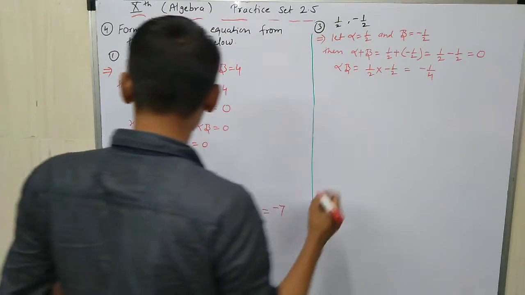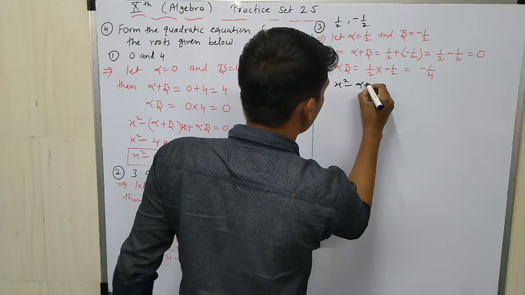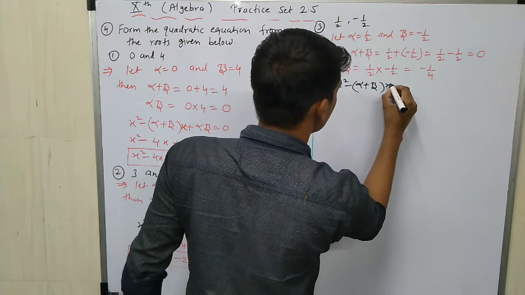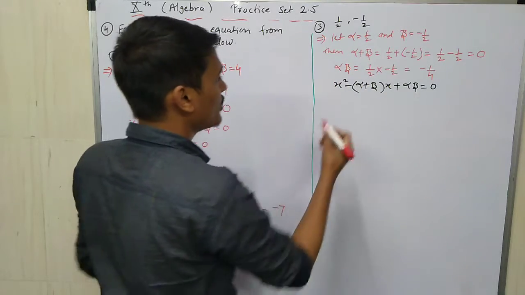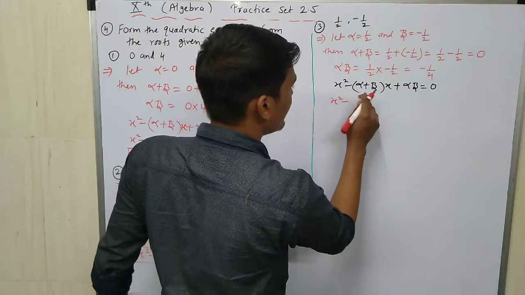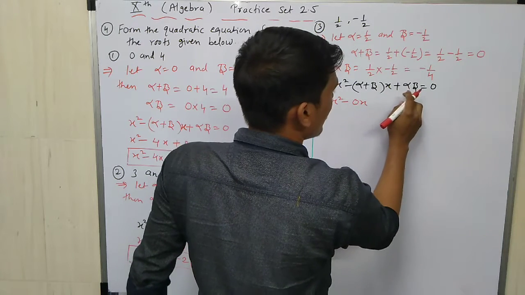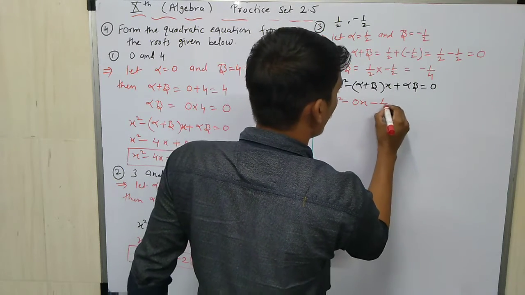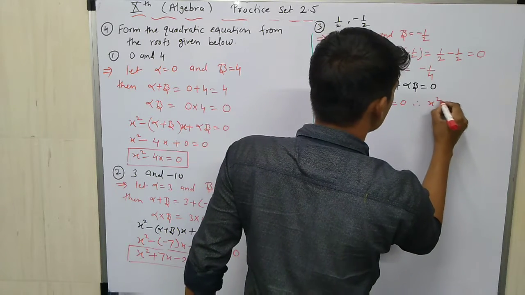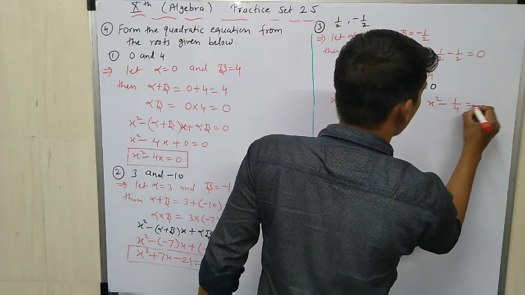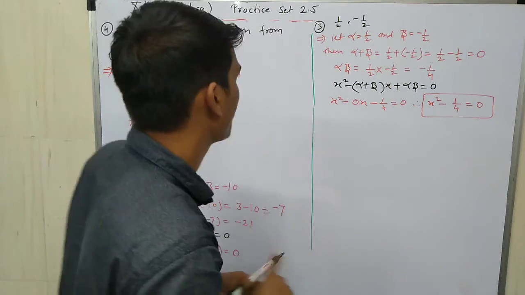Now the required quadratic equation is x square minus alpha plus beta x plus alpha into beta is equal to 0. Now put the value. x square minus alpha plus beta, which is 0, 0x plus alpha into beta, minus 1 upon 4, is equal to 0. There is the final answer. x square minus 1 upon 4 is equal to 0. This is your final answer.